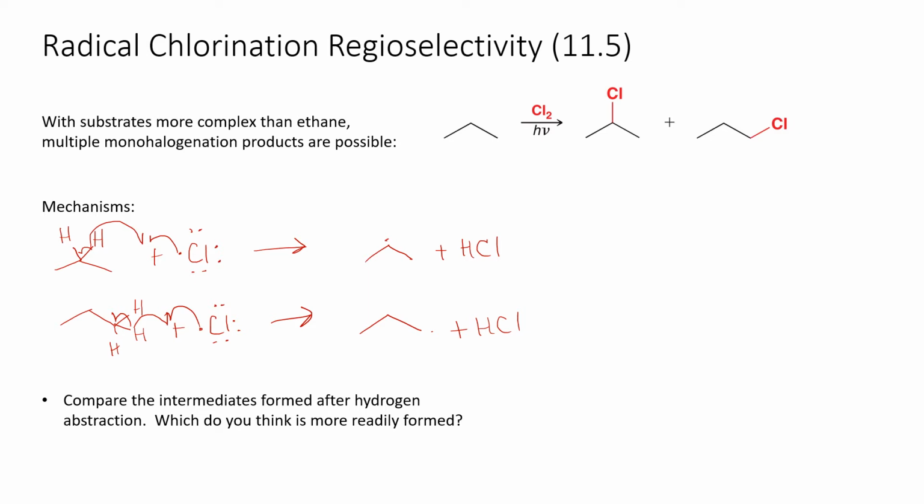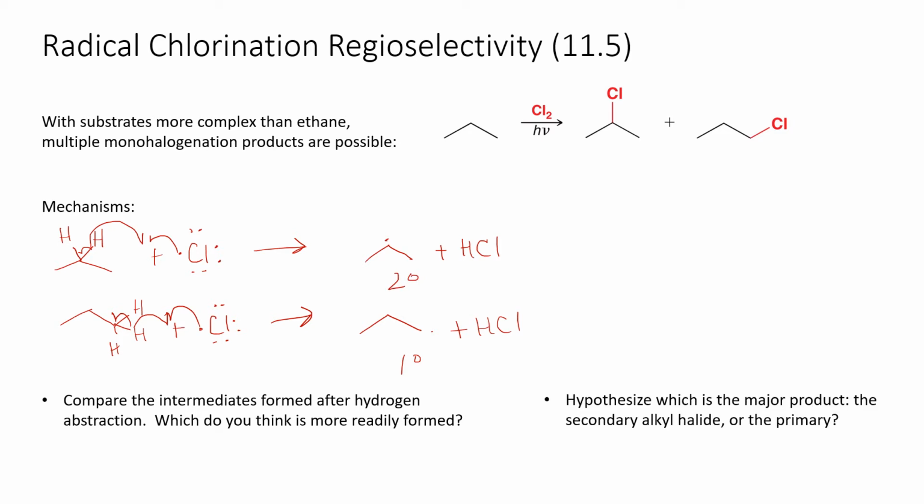So when we look at this intermediate, we see we have a primary and a secondary. So I want you to think about which would be the major product, the secondary alkyl halide or the primary. So remember, when we're talking about stability, radical stability follows that of the carbocation. Therefore, the secondary is more stable than the primary. Therefore, this would be the major product. And this would be the minor.